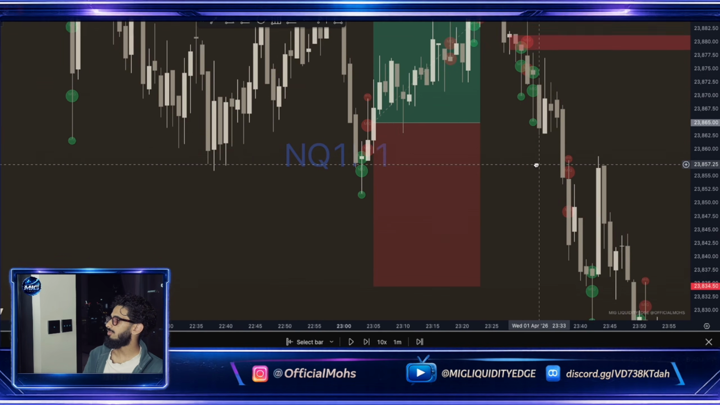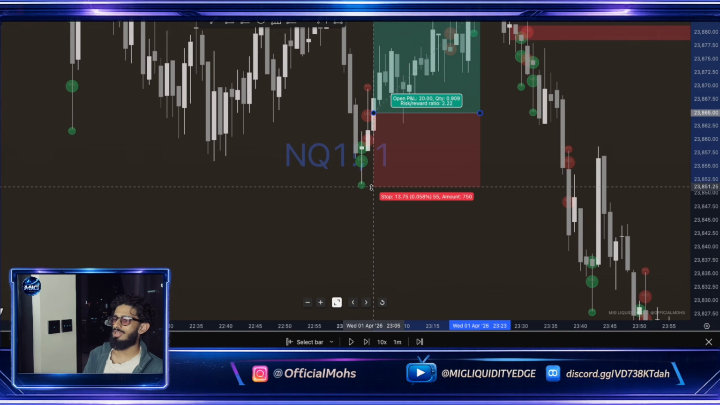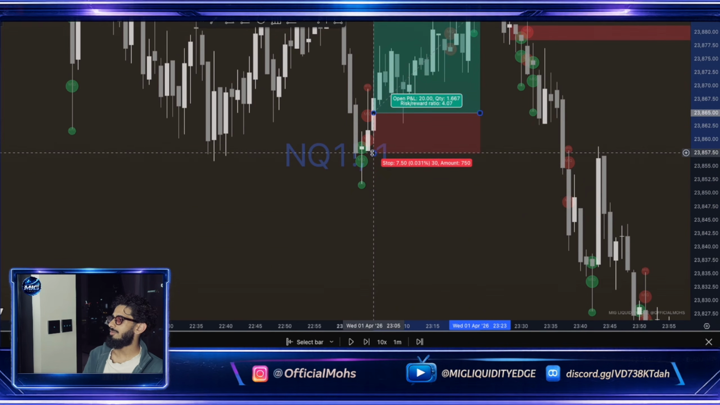Okay, so let's say we moved here, and my protected area, as opposed to having it all the way here for 13 points, I can keep it under this little bullish bubble here. Okay, that's pretty much it.